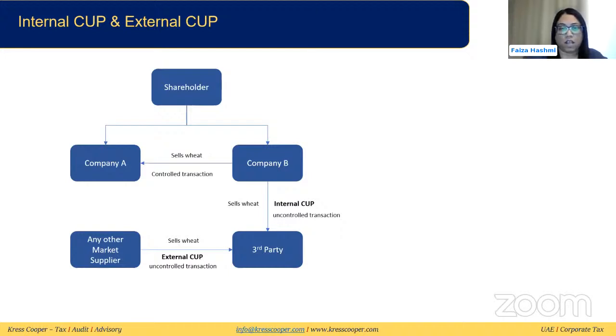So they have an internal CUP available. But it might be the case that that's not there. So then any other market supplier available in the market, if they are selling wheat to a third party, then you need to find this external CUP.